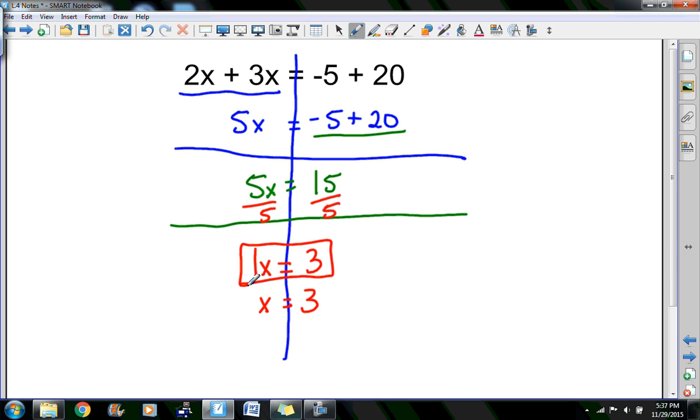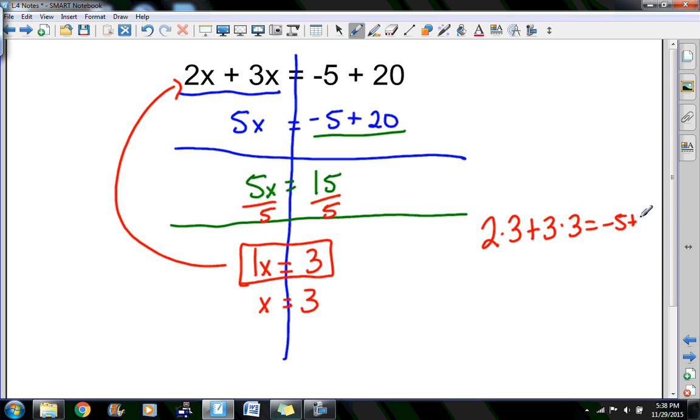So that is my answer. Now, very, very important to check your answer. So what I'm going to do is take this and plug it back into the very original equation. So I get 2 times 3 plus 3 times 3 is equal to negative 5 plus 20. 2 times 3, that's 6. 3 times 3, that's 9. Negative 5 plus 20, that's 15. And this is true. Therefore, x equals 3 is the correct answer.